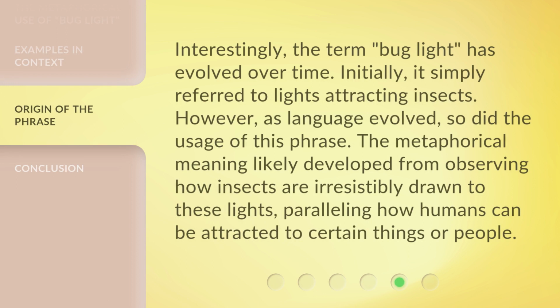Interestingly, the term bug light has evolved over time. Initially, it simply referred to lights attracting insects. However, as language evolved, so did the usage of this phrase. The metaphorical meaning likely developed from observing how insects are irresistibly drawn to these lights, paralleling how humans can be attracted to certain things or people.